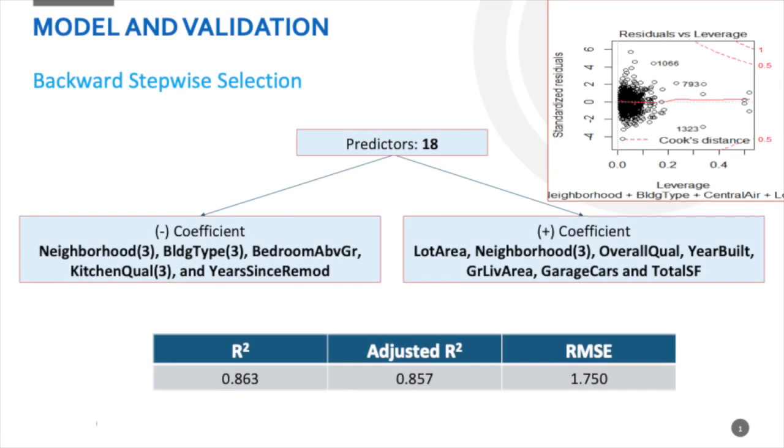The backward stepwise selection, also located in the same section, is like forward stepwise selection, except it begins with the model that contains all the predictors, and then removes the least useful predictors one at a time. For example, in this case, central error was excluded from the coefficient. We also use tenfold cross-validation for this model. And in this graph, you can view the relationship between residuals and leverage. Based on the results, we can see that the R-squared is 86.3% and RMSE is 1.75.